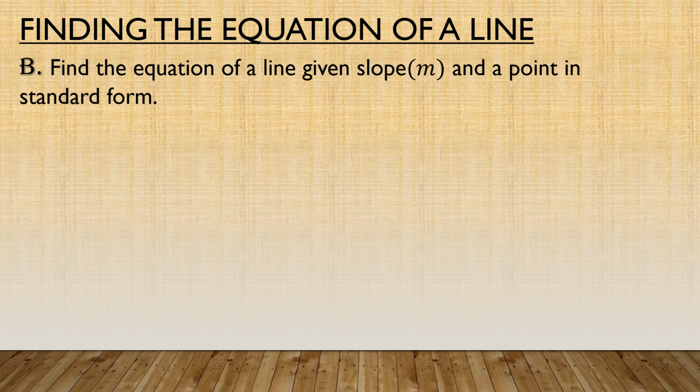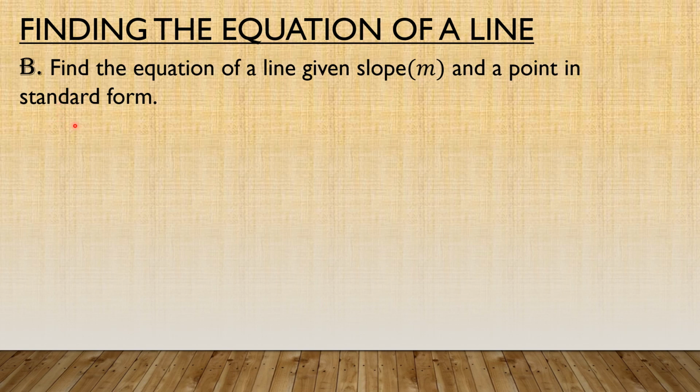Let's now have letter B. Find the equation of a line given slope m and the point in standard form. So this time, bibigyan tayo ng slope tsaka ng point. But we are requested to give our answer in standard form. Dun sa letter A natin kanina, wala namang nakalagay na ilalagay sa standard form. Kaya yung answer natin na nakalagay na sa slope-intercept form, binigay na natin as final answer. But in letter B, we were requested to give the answer in standard form.